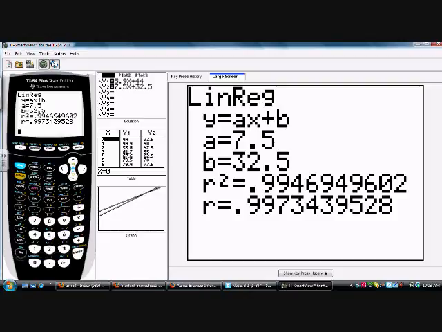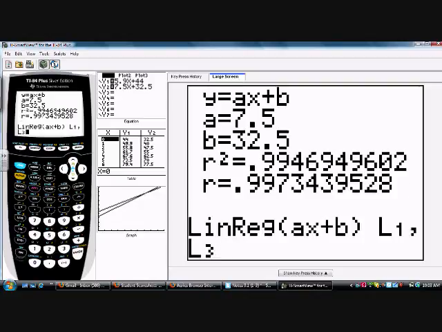Did you get the same thing? Some of you? Most of you? So I did linreg L1, L3. So to get L1, you push second 1, then the comma is right above the 7, and then to get L3, you push second 3. So Joe's equation is 7.5x plus 32.5.